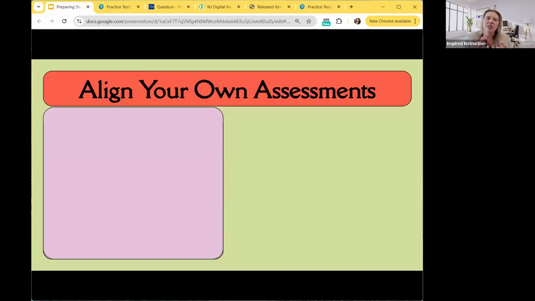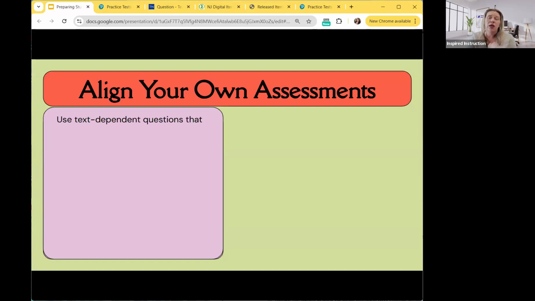Aligning your own assessments in your classroom is also a really great strategy for helping kids do better on the high stakes assessments. Again, we want them walking into test day not being, oh my gosh, I've never seen this before. What is this? We want that level of familiarity. So aligning your own assessments to the standardized tests can be really helpful for kids.